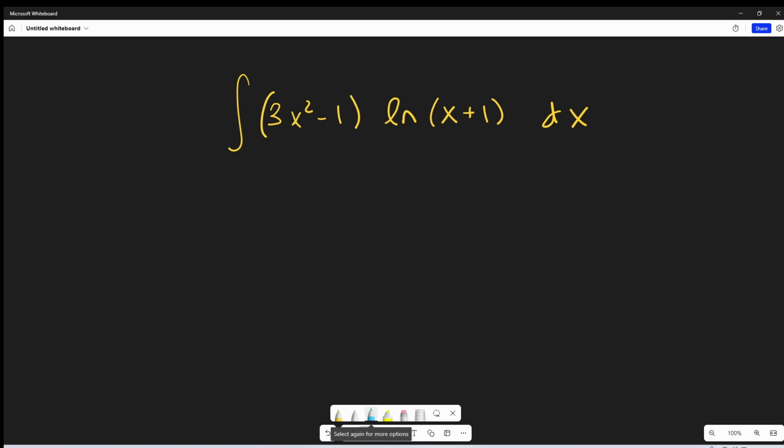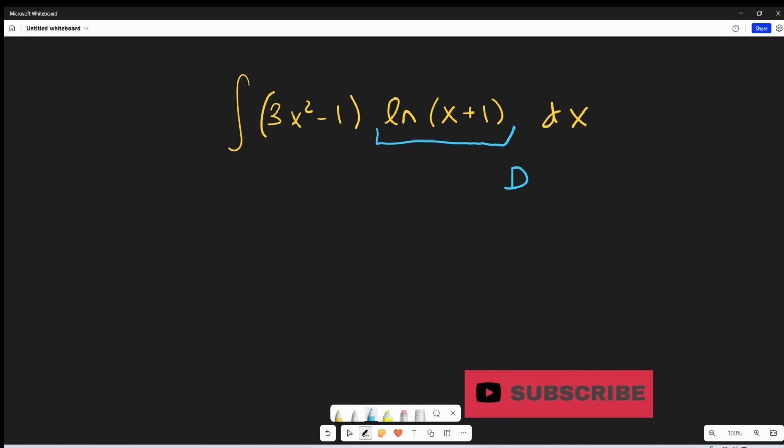Now, you probably could do some type of u substitution here, but what I found is the thing that's really standing out is we have natural log. And most of the time when we have natural log, we're going to want to use integration by parts. So I'm just going to go ahead with that right off the bat, using the DI method or tabular integration.